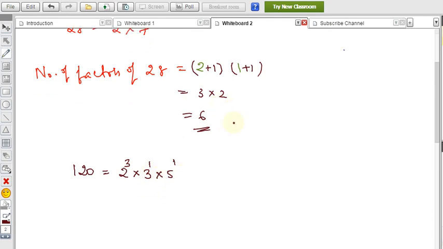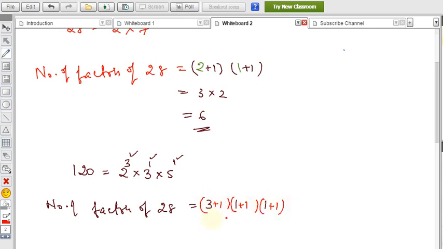Now according to the formula, for the number of factors we should take all the powers, not the base. Number of factors for 120 is: just write all the powers, 3 1 1. Then we need to add 1 for every power, plus 1, plus 1 and plus 1. Then you multiply all of these. The brackets mean you multiply. So 3 plus 1 is 4 into 1 plus 1 is 2 into 1 plus 1 is 2. 4 2s are 8, 8 2s are 16.